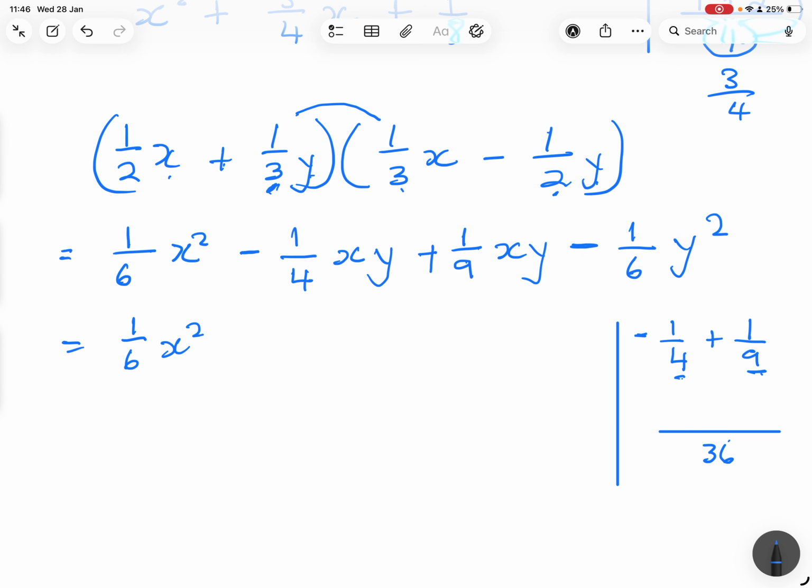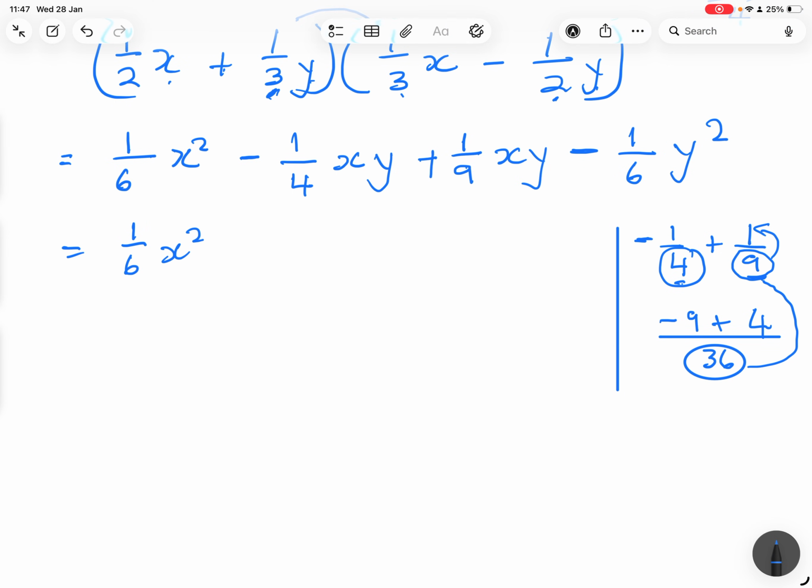Now, please note, in this case, we say LCD divided by the denominator. So 36 divided by 4 will give me 9, and I say multiplied by negative 1. So that will give me minus 9, plus 36 divided by 9. That gives me 4, and multiply that by 1. That will give me 4. So what do I eventually have? I've got minus 9 plus 4, which will give me negative 5 over 36. So that will give me negative 5 over 36 xy, and that's minus 1 over 6 y squared.